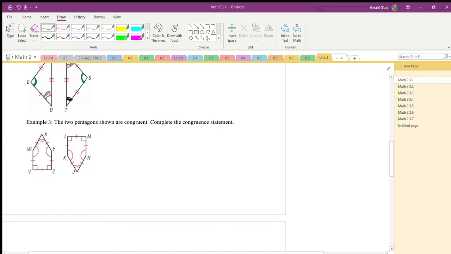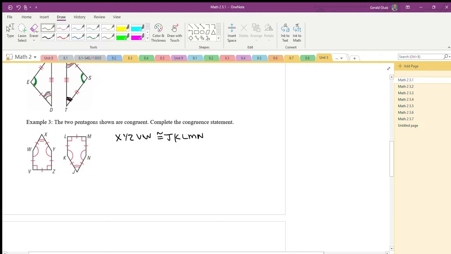So for example 3, it's pretty much the same thing. It doesn't really matter which one you start with on the pentagons here. I'll start with the very top, so X. And I'll just go down. So Y, Z, V, W is congruent to J, K, L, M, N. So again, the first one, it doesn't matter the order that you do it in.